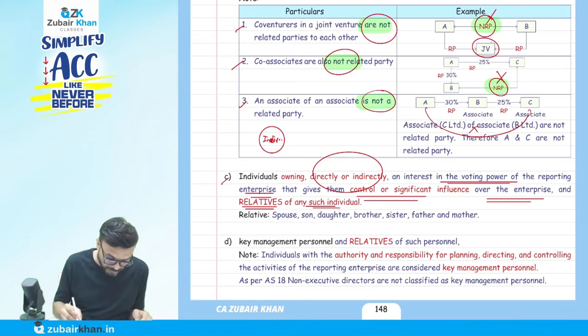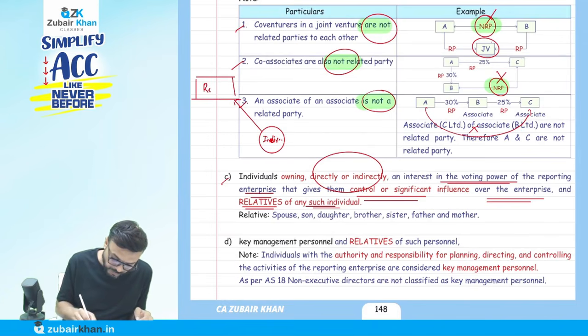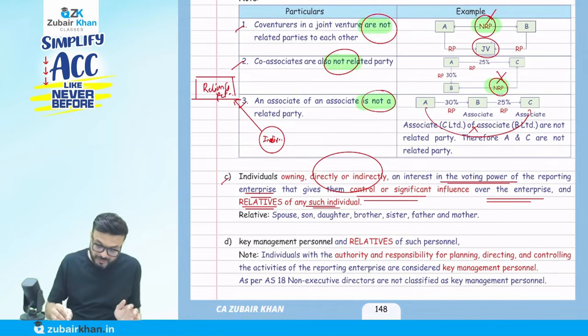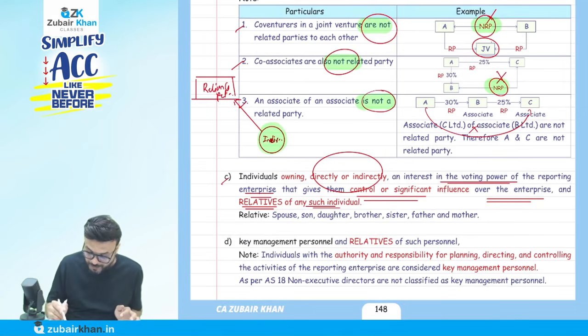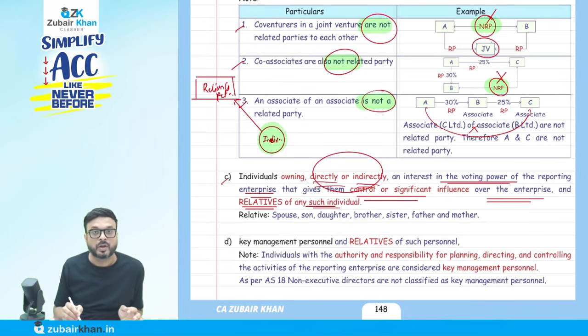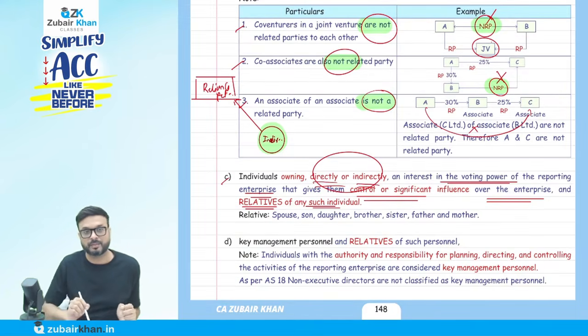Here the individual has control over a company. Let's say the example is Reliance Petroleum. Who is the individual here? Let's say Mr. Mukesh Ambani. So Mr. Mukesh Ambani has directly or indirectly an interest in the voting power of an enterprise that gives him either control or significant influence over it. If this individual has control or significant influence on Reliance Petroleum, then they are related parties. It means Mr. Mukesh Ambani and Reliance Petroleum are related parties.